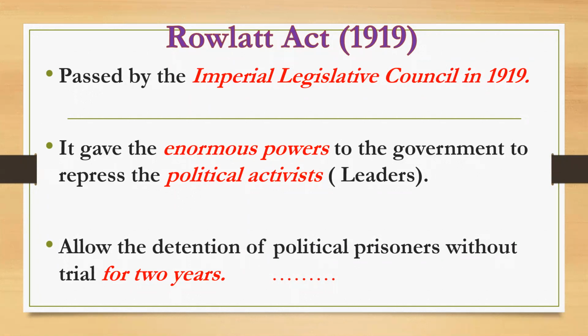Even the Indian members of the Legislative Council protested against it, but the English members passed it in a very hurried manner. According to this act, it gave enormous power to the government and the police to arrest any political prisoner just on the basis of doubt, and they can put him in jail without any fair trial for 2 years. This was the Rowlatt Act, and it was known as the Black Act.